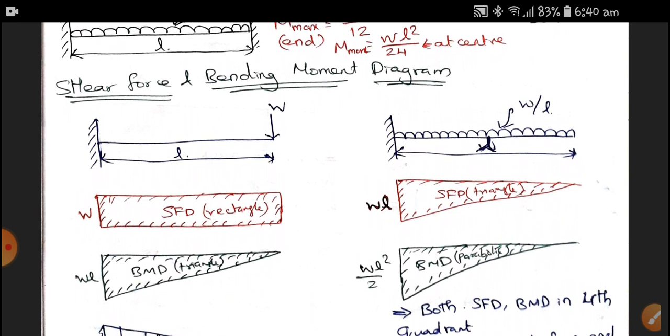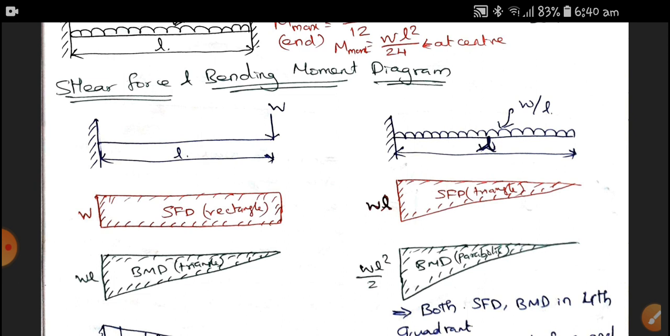Next, we are going to discuss the shear force and bending moment diagrams for the different conditions postulated here. For the simple cantilever beam with load at the end, the shear force diagram will come as a rectangle and the bending moment diagram comes as a triangle. I would like to quote here, for simple remembrance, we know that in the mathematical formula, when we differentiate the area of a rectangle, we get the area of a triangle. That means when we differentiate a rectangle, we get a triangle.